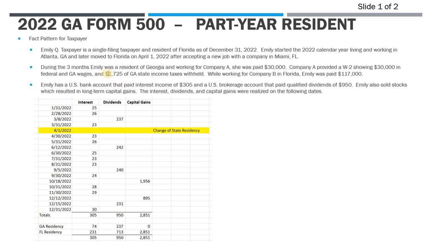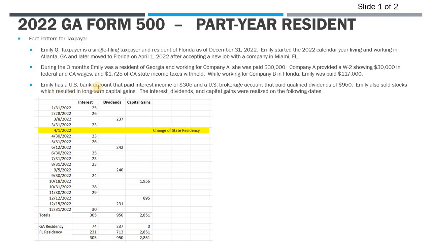So during those first 3 months that Emily was a resident of Georgia and working for Company A, she was paid $30,000. And so at the end of the year, Company A gave her a W-2 showing $30K in federal and Georgia wages and $1,725 of Georgia state income taxes withheld. Then, moving on to Company B in Florida, Emily was paid $117,000. And so that W-2 shows all of it as just Florida wages because that's where she's living and working. She's no longer having any connection to Georgia.